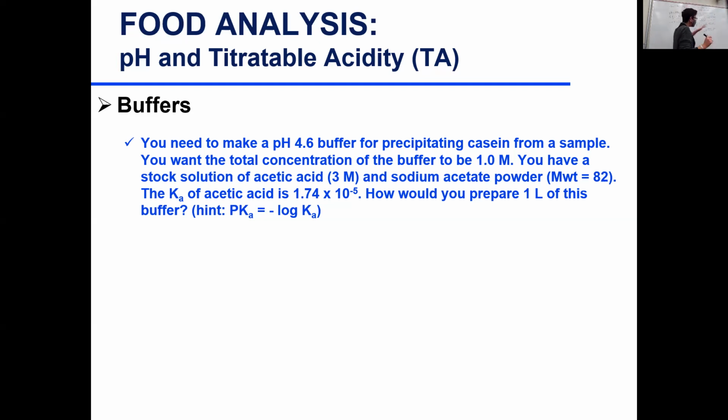I know that in my final liter, I need this much of conjugate base and this much of acid. How do I get this and how do I get this from a 3 molar solution and a powder? Let's solve the base situation first, which is the salt. Conjugate base, sodium acetate powder. I have a molecular weight of 82 grams per mole. How much do I need to weigh to get this much? So what is your approach there? What equation do you want to apply?